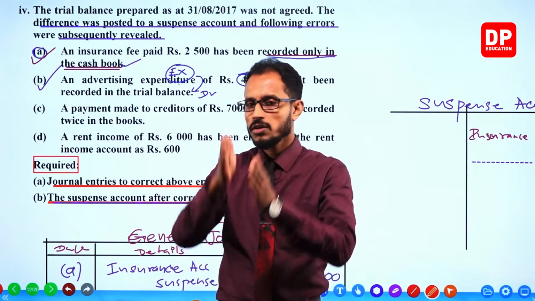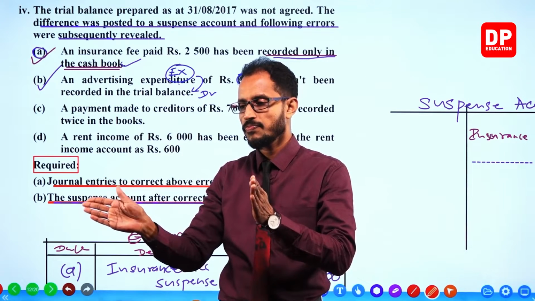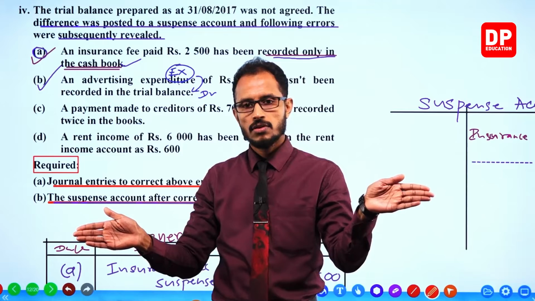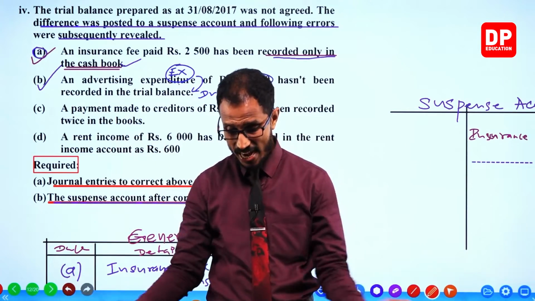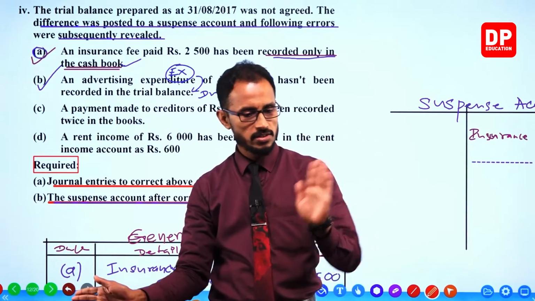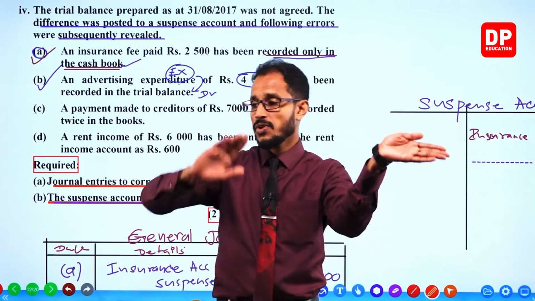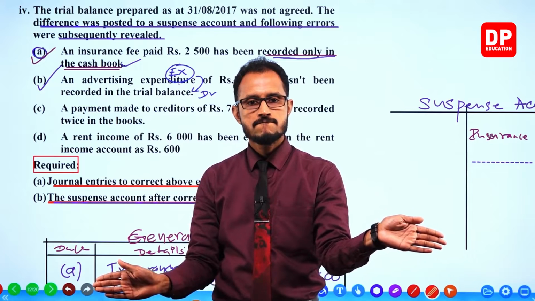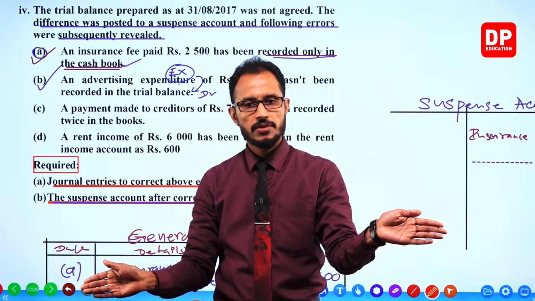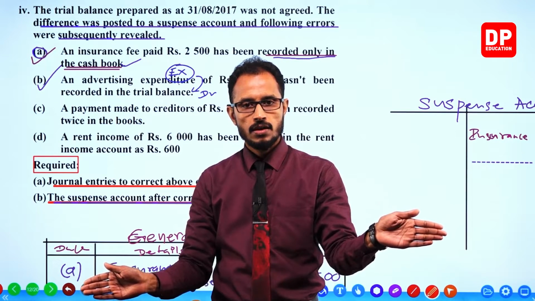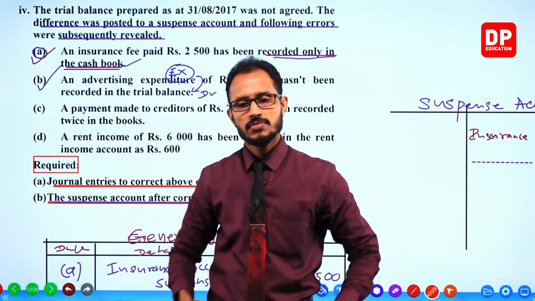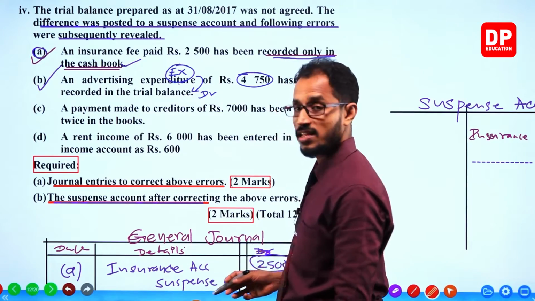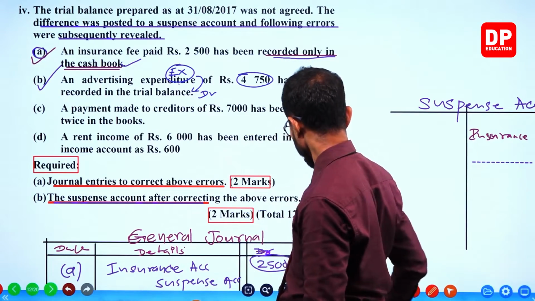So cash book credit, creditors account debit. It is recorded once, and again it is recorded. Cash book credit, creditors account debit. Let's reverse it. Cash book debit, creditors account credit. That's how you correct that error.